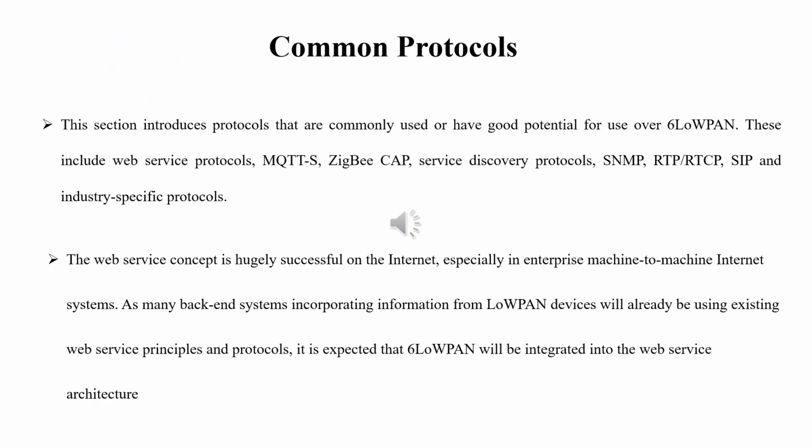Common protocols. This section introduces protocols that are commonly used or have good potential for use over 6LoWPAN. These include Web Service Protocol, MQTT, ZigBee, CAP, Service Discovery Protocol, SNMP, RTP or RTCP or SIP, and industry-specific protocols.